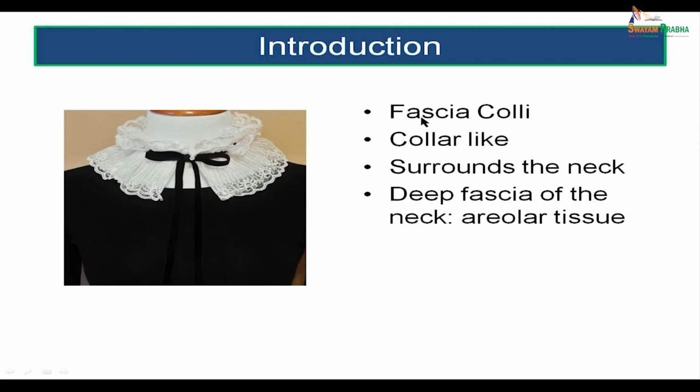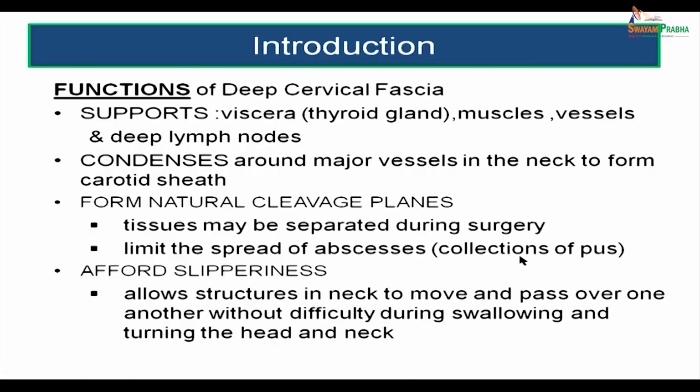It is called fascia coli. It is like a collar which surrounds the neck. It is a deep fascia and it is made up of areolar tissue. What are the functions of the cervical fascia? If we understand the function, we are able to understand the fascia better.